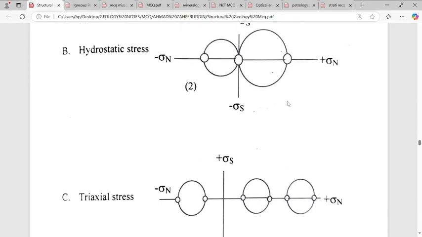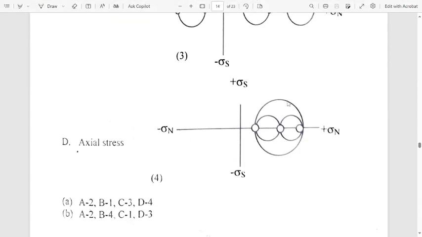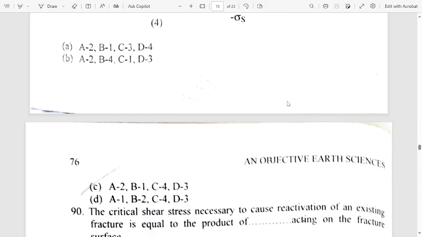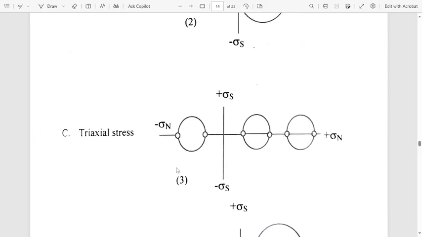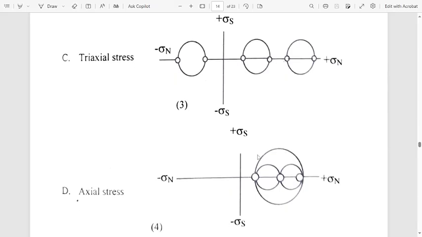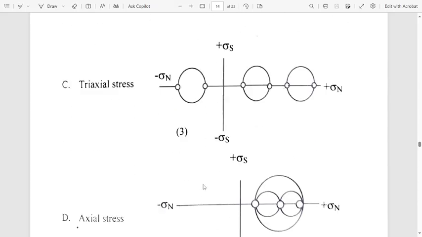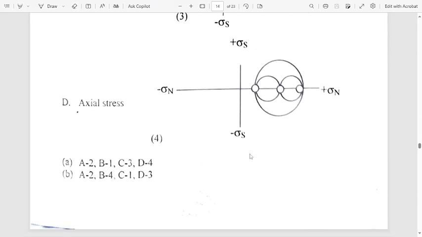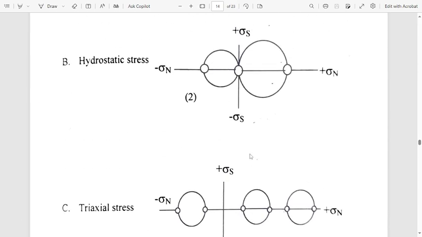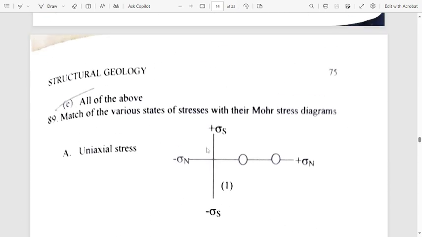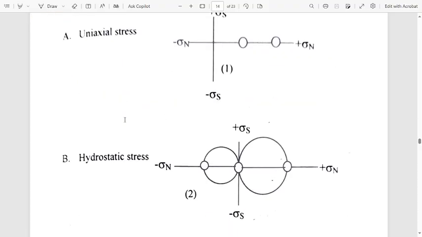Uniaxial, hydrostatic stress, triaxial stress, axial stress. This is A2, B1, C4, C3. Axial stress is 3. This is axial stress. Triaxial is this, C4. B was 1. Hydrostatic stress is this, 1. And uniaxial is this, 2.